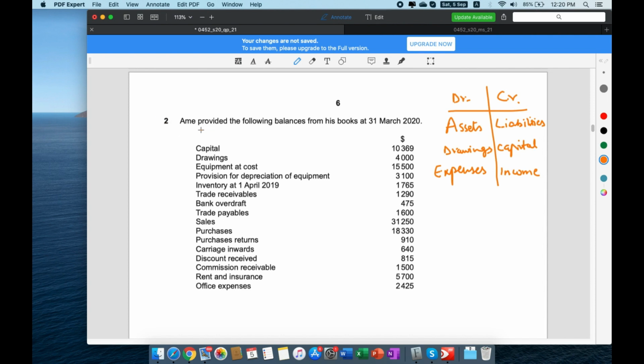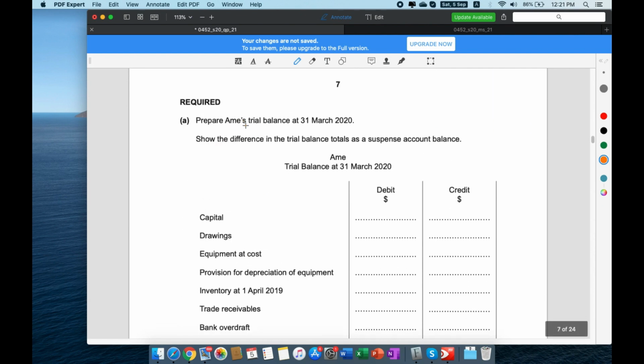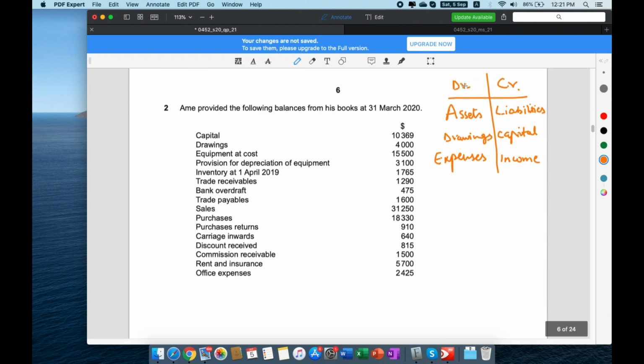In part two of the question, he says Amy provided the following balances from his books at 31st March 2020, and then there are a lot of balances here, and he's asking you in part A to prepare a trial balance for 31st March 2020. Show the difference in the trial balance as a suspense account balance. All right, so he's given you loads of things here. I've written down the basic things over here, so let's go through them and then write them down together afterwards.